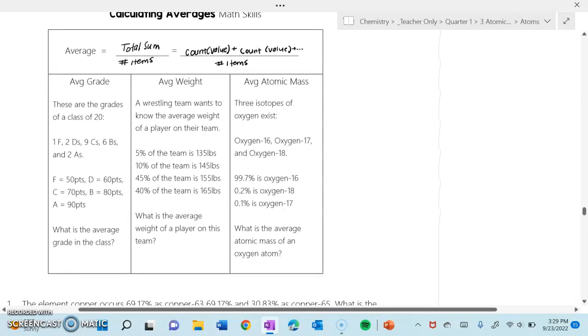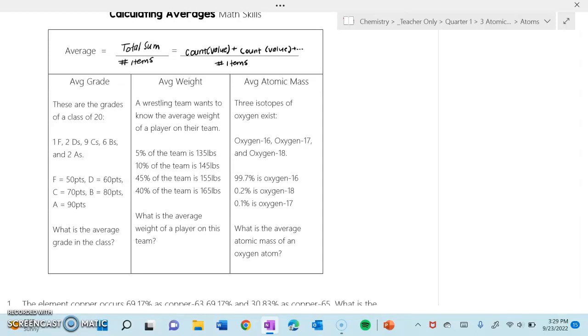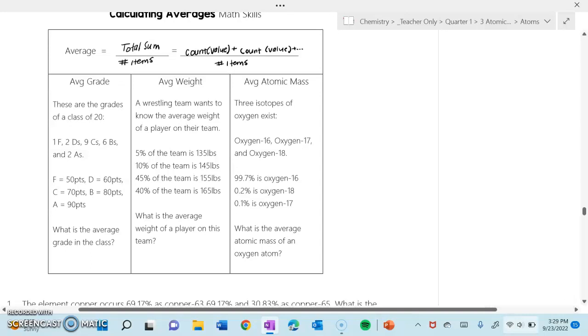Just using some examples that we are pretty familiar with. So average grade. Let's say there are 20 kids in a class. Here are their grades. And each grade has a specific value or points that is going to be associated with it. We want to know what's the average grade in the class. So using this second form here to find the total sum, we could add 50 points plus 60 points plus 60 points for the 2 Ds, and then 70 plus 70 plus 70 plus 70. You get the point, right?